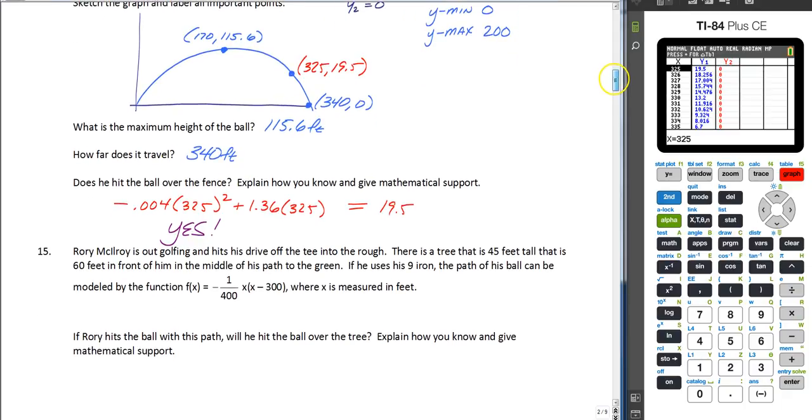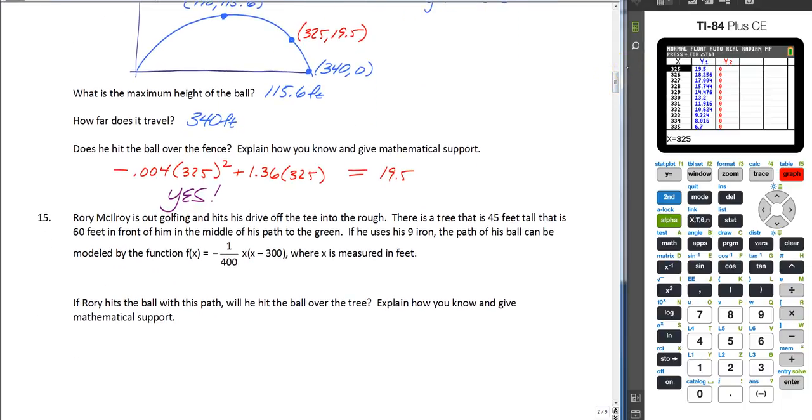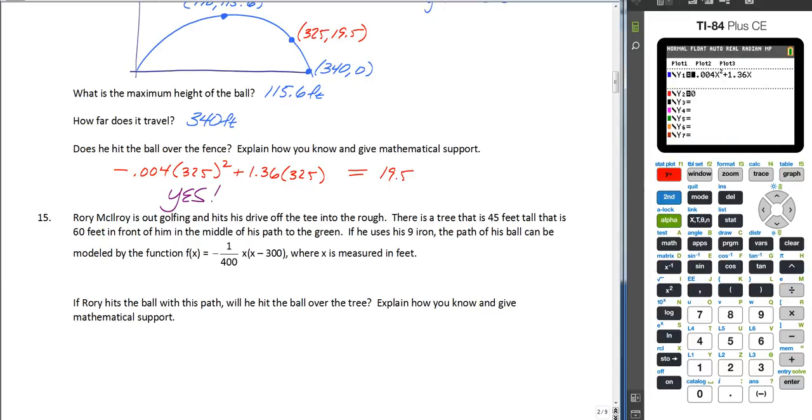And there's one more example of a word problem here where we're talking about the exact same thing. It's just that now it's Roy McIlroy that's out golfing, and he has a tree that's in front of him that's 45 feet tall. He's 60 feet from that tree. Can he hit the ball over the tree if his ball is modeled by the function negative 1 over 400 x times x minus 300? So let's go check. We're going to clear this guy here. Now, notice it didn't ask us for the maximum height. It didn't ask us for how far the ball traveled. All we're doing is figuring out if he can hit the ball over the tree.